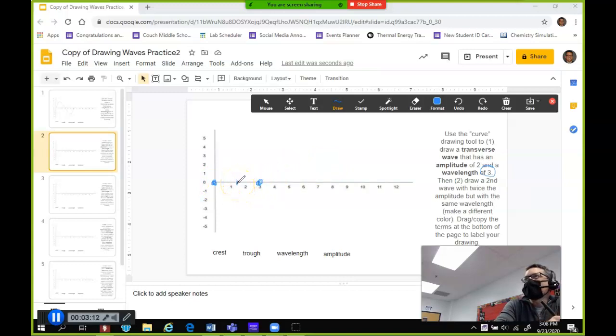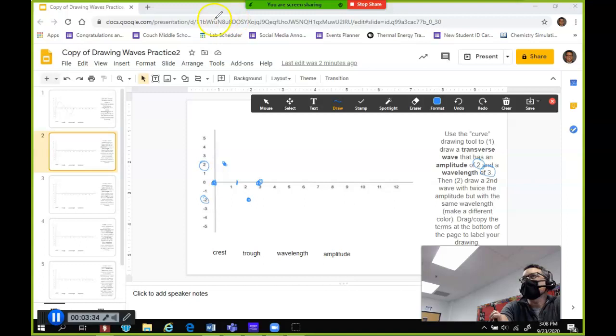Halfway between that is about 1.5. And then if I find my crest, I need to go up 2. So the amplitude is going to be at this height, and it's going to be halfway between the beginning and the midpoint. So that's going to put it about right here. I want to do the same thing with the trough. The trough is going to go down 2. It's going to be halfway between these points, and would end up going about right here.